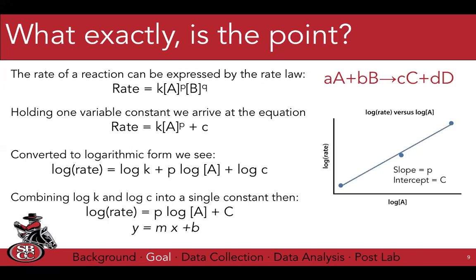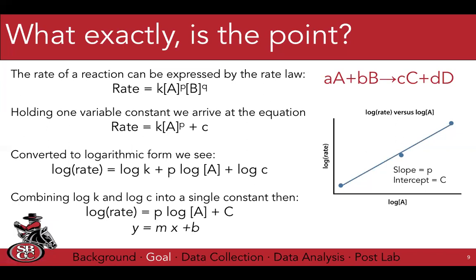It's different for every reaction, but when we're holding B constant, then we just have some number that's added. And so the result is log of the rate equals P, that's the exponent, times log A plus C. And when we graph that, we get y equals mx plus b form, where m, the slope, equals p, that exponent. So now what we've done is we've held B constant.